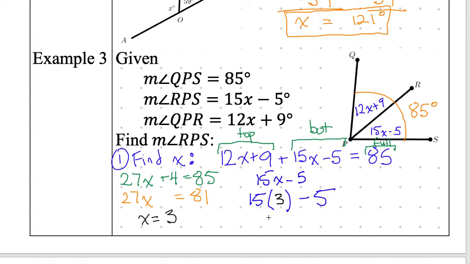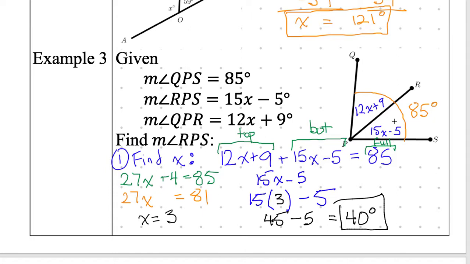So now we have 45 minus 5. And Fernando again. 45 minus 5 is 40 degrees. We'll do units at the very end there. So the measure of angle RPS is 40 degrees. And it actually does look about 40 degrees.